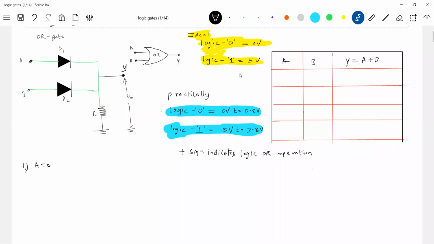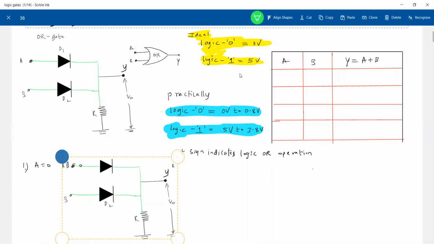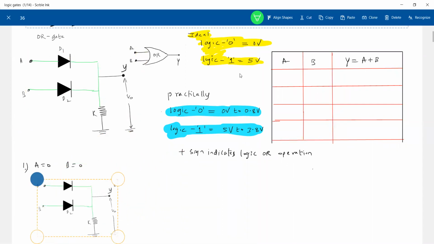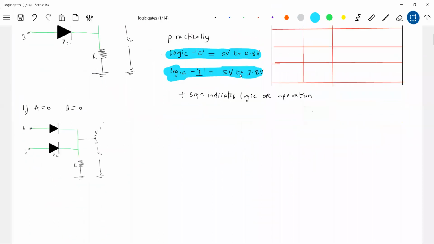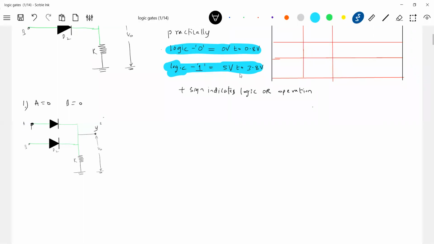A equal to 0, B equal to 0. So what do you mean by that? Logic 0 it is. So I should make 0 volt and 0 volt. So for that the circuit will be, the first circuit, I'll just show it. So what we are going to do is, I'm going to earth them. If you earth it, how much will it become? 0 and 0, no? So that 0 volt, logic 0, I'll indicate like this.